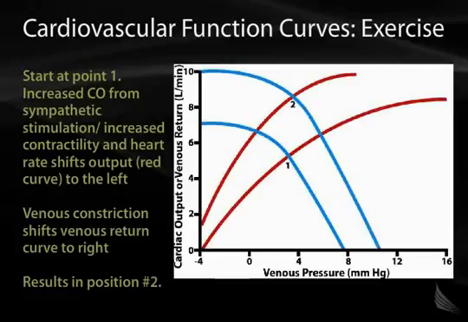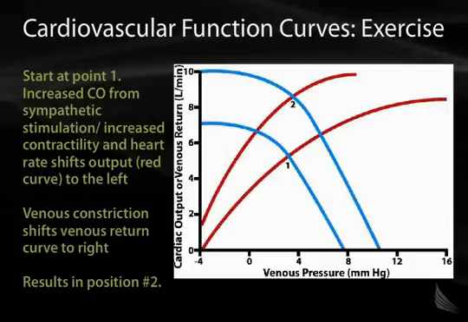In this curve, we can see what the effect of exercise is on heart rate, stroke volume, cardiac output, and venous return. At point 1, the person is at equilibrium. However, exercise causes the red cardiac function curve to shift up and to the left. This is caused by sympathetic stimulation and increased contractility. This shifts point 1 to the left.